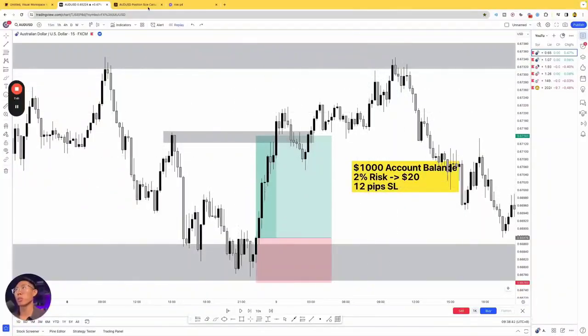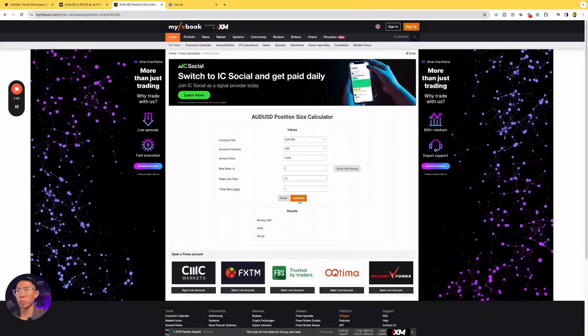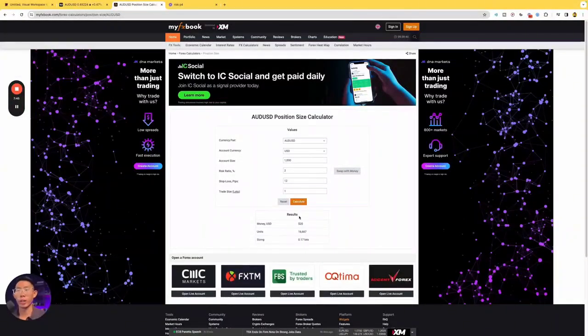So 12 pip stop loss, and just put it in right here. Press calculate. And there you have it. As simple as that. This is the lot size that you should be using. So at this point, after I get this figure here, I will go on to my position size calculator and just type in 0.17 and then I'll place the buy order. And ladies and gentlemen, that is how you calculate the correct lot size per trade.